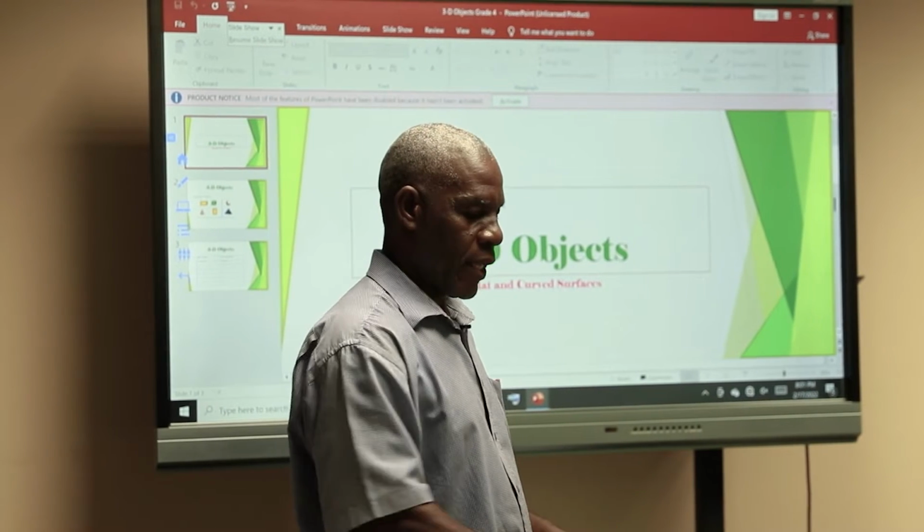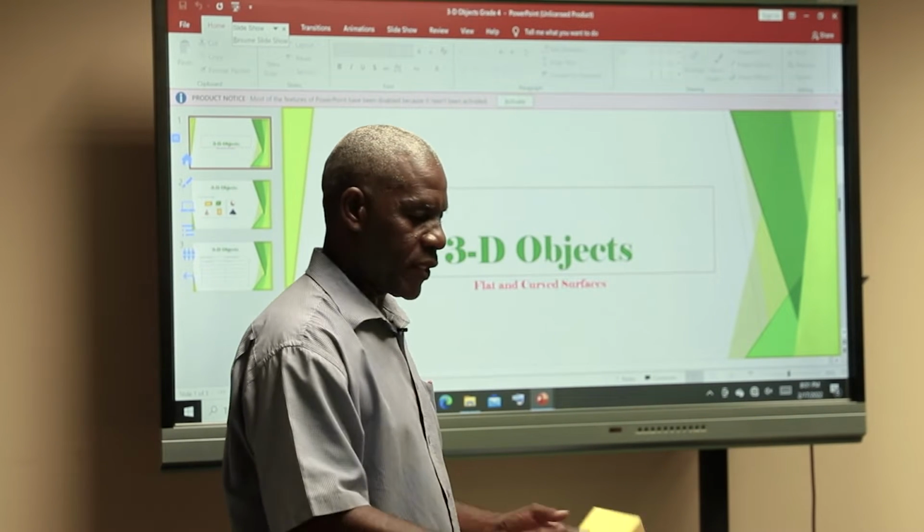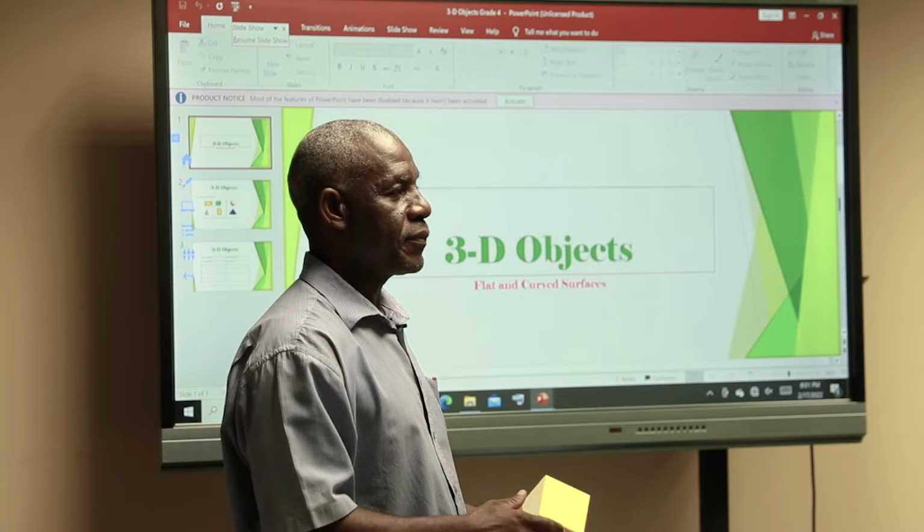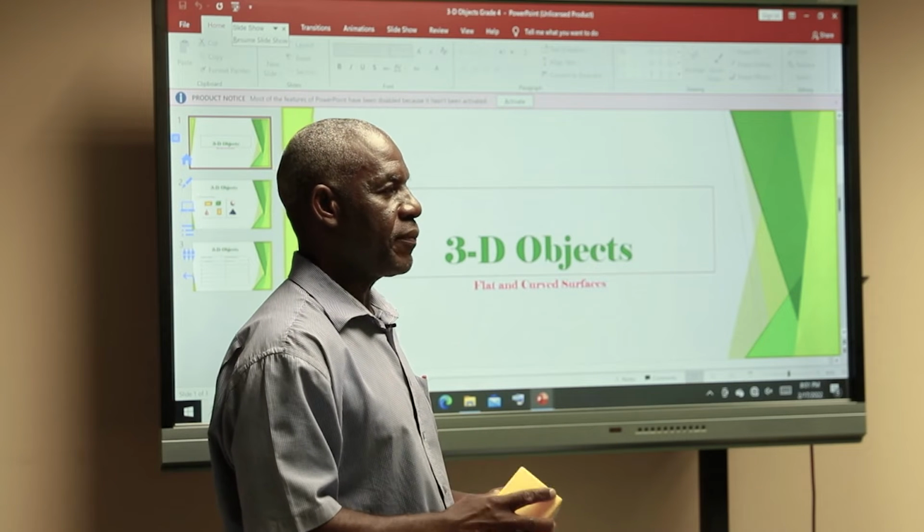What is of utmost importance is that you need to have your real 3D object, which learners can manipulate. Like, for example, I do have a cube with me here. Give them out to learners. Let your learners touch them.